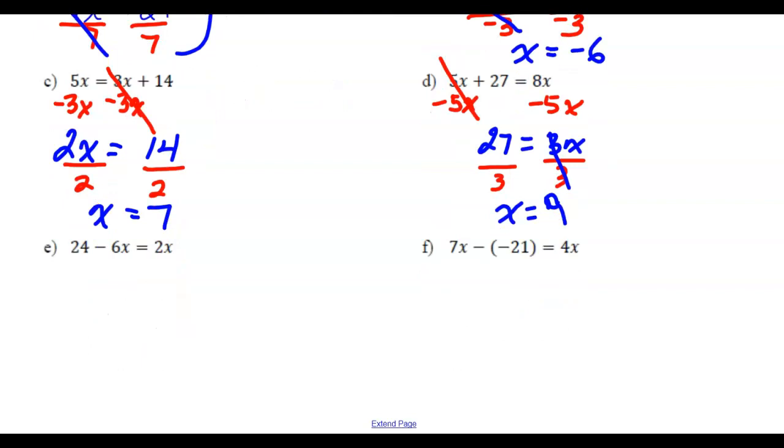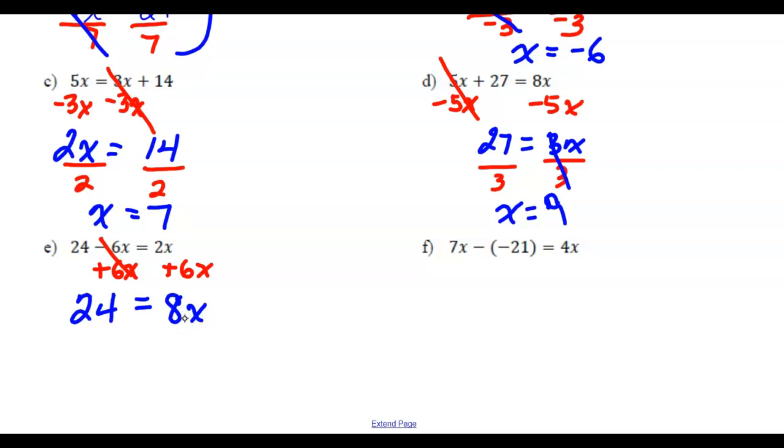Same in the next one, two terms with x. Going to leave the 2x on the right. Now that's minus 6x, so I'm going to add 6x to both sides. So that adds to 0, so I'm left with 24 equals 8x.